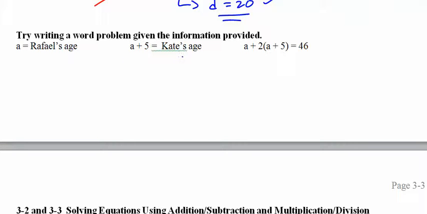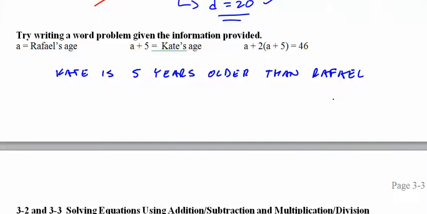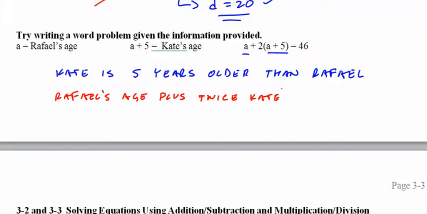Try writing a word problem given the information below. A is Raphael's age. A plus 5 equals Kate's age. A plus yada yada yada. I don't know what that is. So we don't have to define Raphael. That's something you would have done in the problem. Kate is 5 years older than Raphael. This looks like Kate to me, and this looks like Raphael. Raphael's age plus twice Kate's age is 46.